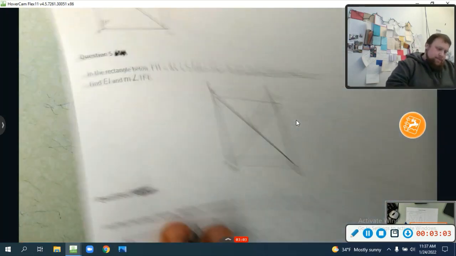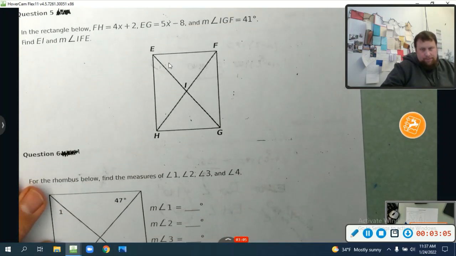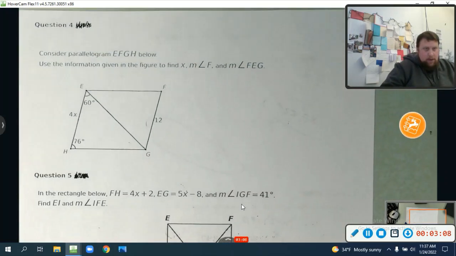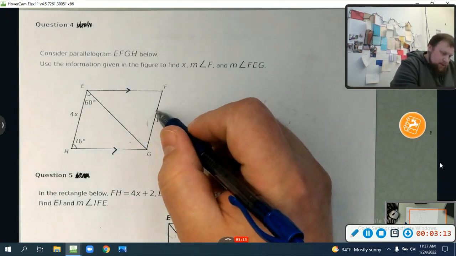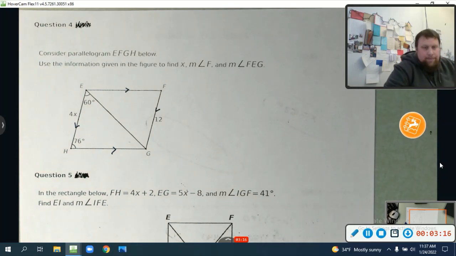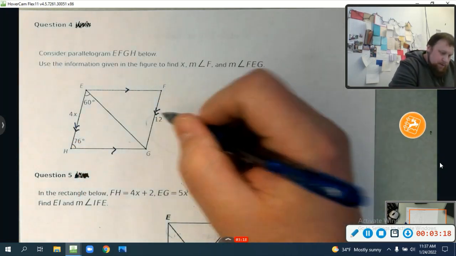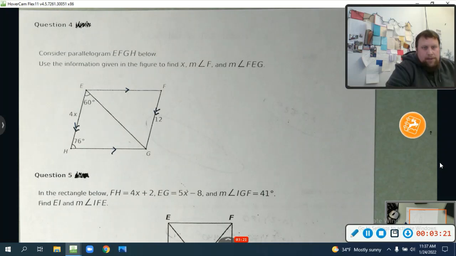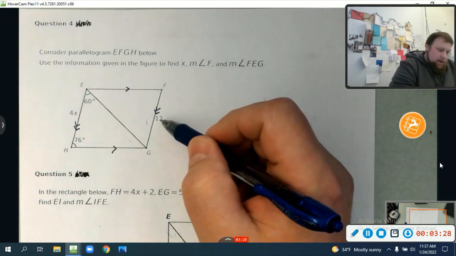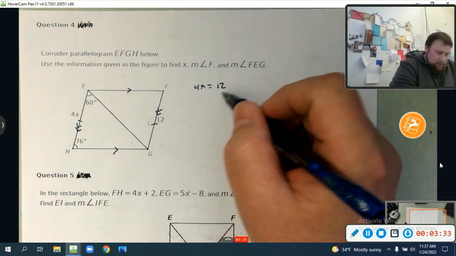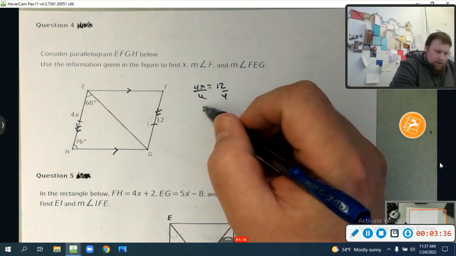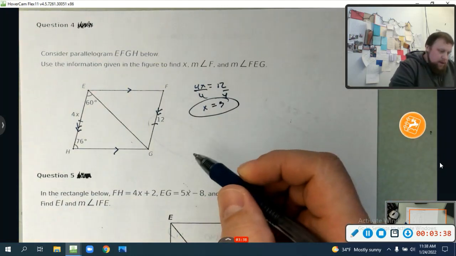All right. Let's look over here. Consider the parallelogram. So I know the side's parallel to this side, the side's parallel to this side. Perfect. Oh, it should be 2, right? Use the information given to figure out x, the measure of angle F, and the measure of angle FEG. So let's see. These sides are equal. Opposite sides are equal. So 4x equals 12. Divide both sides by 4, and we get that x equals 3. Boom. That's easy.